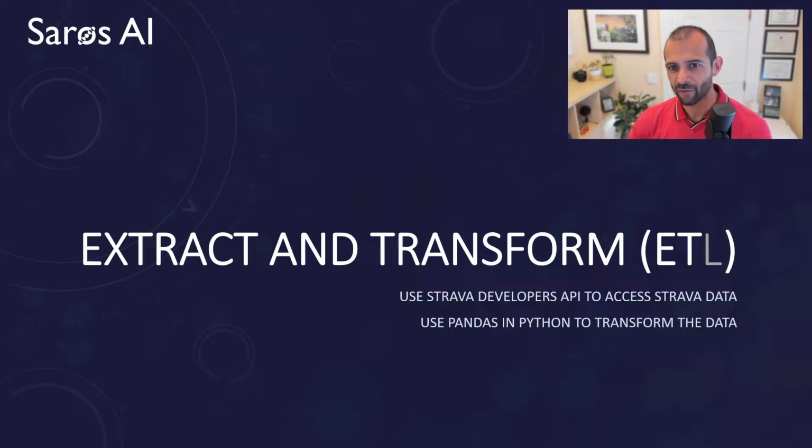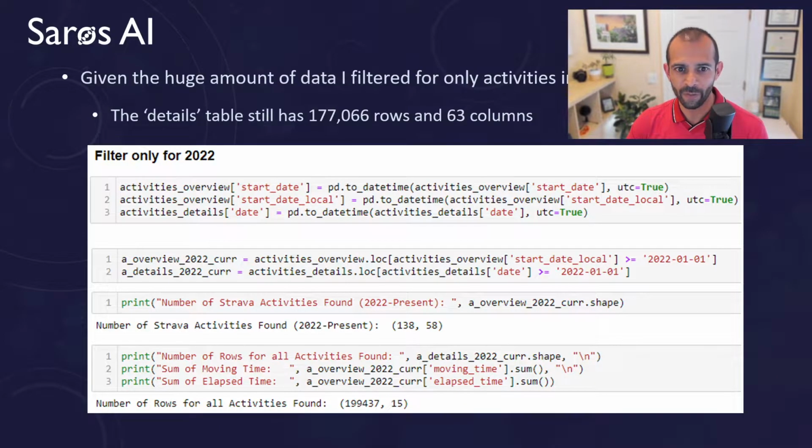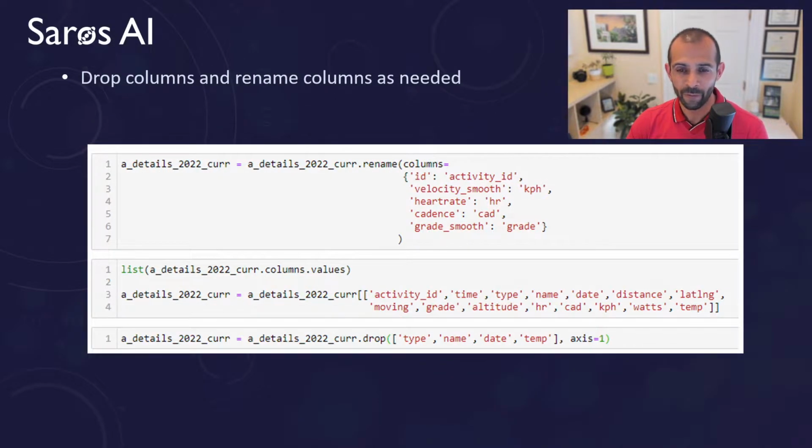So first, the extract and transform. I took all my activities in Strava and added them to a data frame in Pandas. Because I had so many rows, I actually filtered for only the year 2022. I still had about 180,000 rows in my details table with 63 columns.